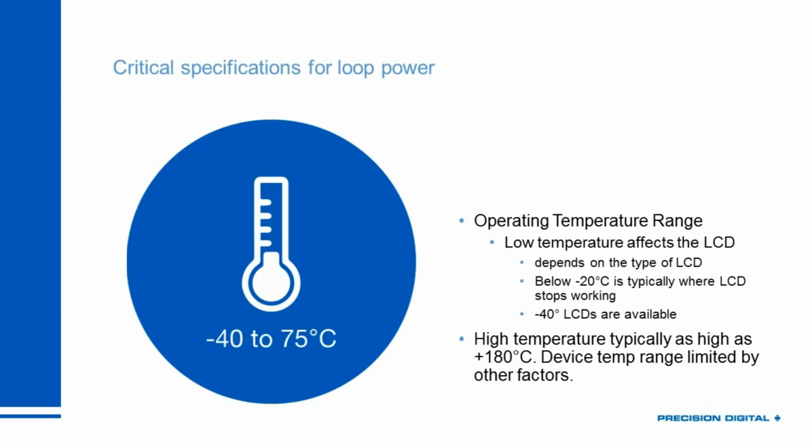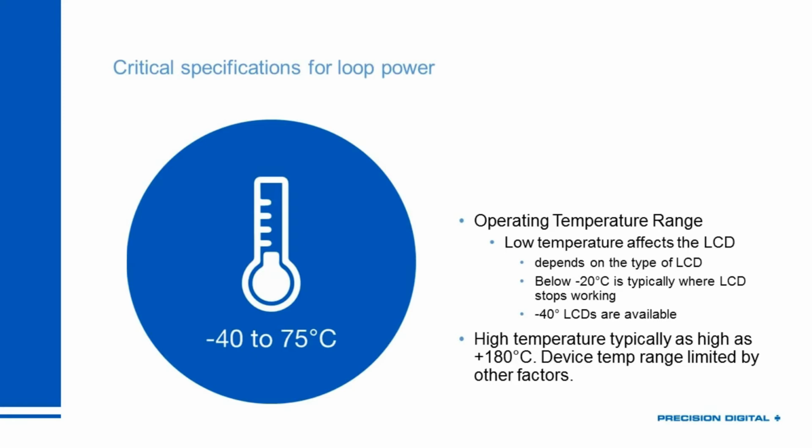There are LCDs that go down as low as minus 40, but they're not common. Precision Digital's got plenty of devices that do that, but you need to be aware of all of your devices. You may have a level transmitter, for example, that they only spec to go down to 0 because it has an LCD on it that isn't very good in cold weather. So if your operators are going to be working with these LCDs in cold weather, that's a specification you need to look at to make sure that it's going to work for whatever temperature zone you're in.